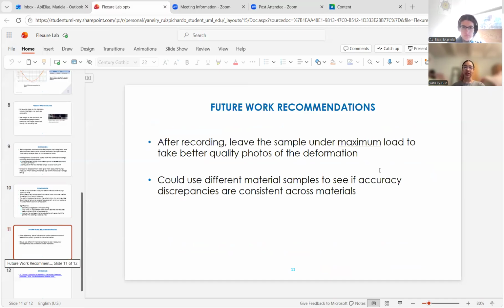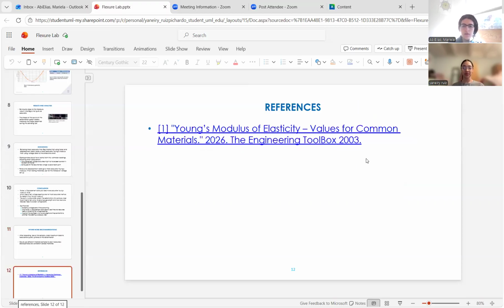For future work, some recommendations would be, after recording, to leave the sample under maximum load to take better quality photos of the deformation. And we could use different material samples to see if accuracy discrepancies are constant across different materials. Here is our reference for the literature value.